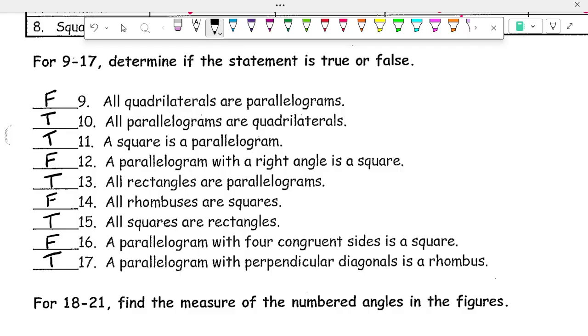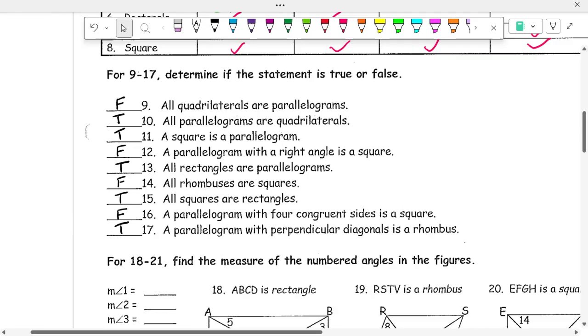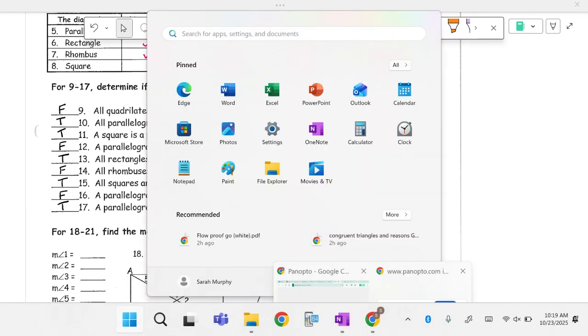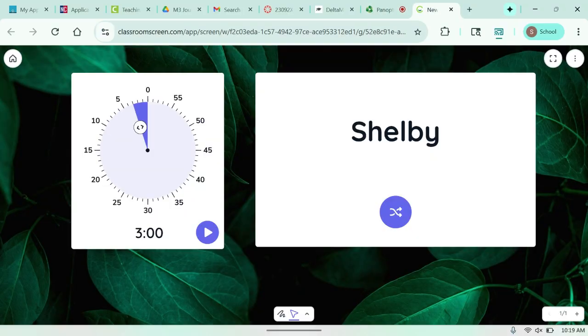All right. So we're going to go ahead and take our 3-minute break. When we come back, we're going to start doing some proof stuff. So I'm going to set the timer for 3 minutes. Make sure you're back in this room by the time that timer goes off.